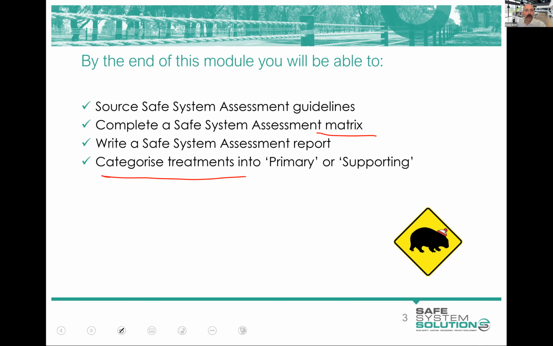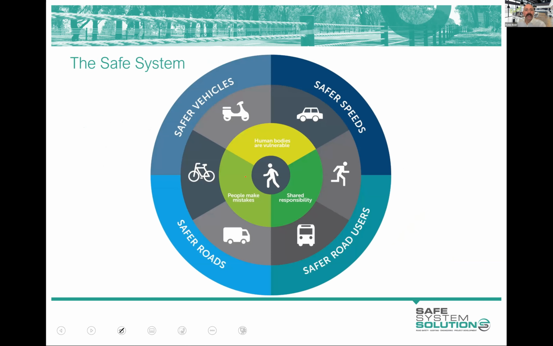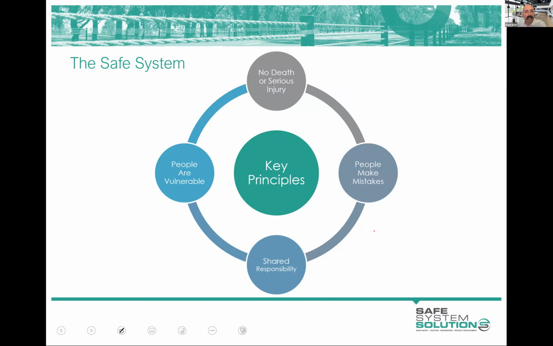Of course, count your wallies. So we've done well. We've talked about the safe system. We threw up lots of different diagrams of the safe system, but we talked about how human bodies are vulnerable, people make mistakes, that shared responsibility, and our different elements or pillars. And yeah, we really delved into those key principles.